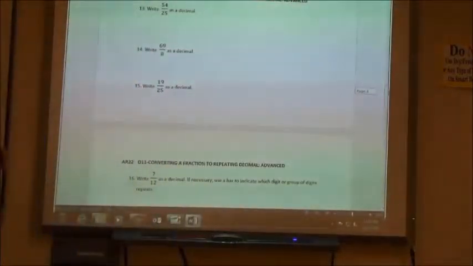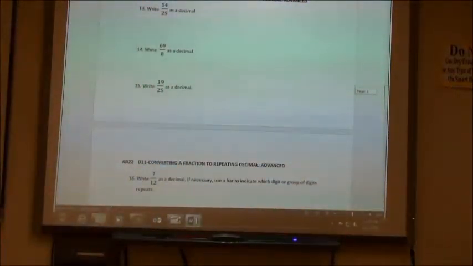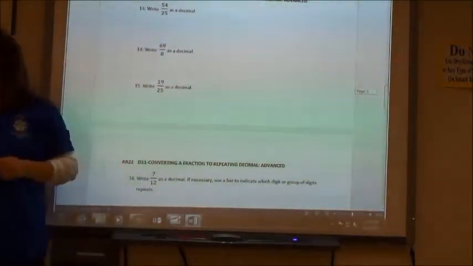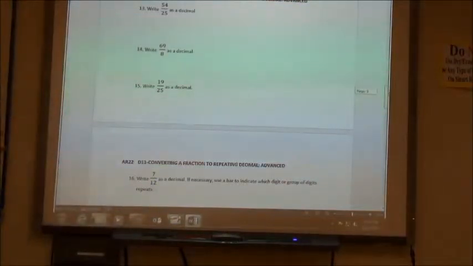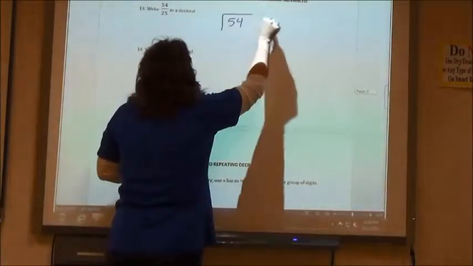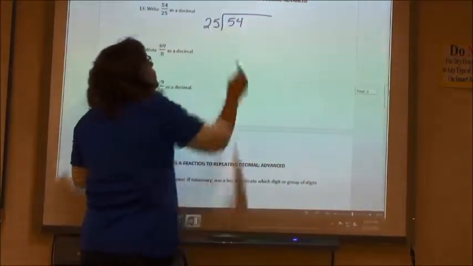The next one says converting a fraction to a terminating decimal. Terminating decimal means it's going to quit. It's not going to go on and on forever or start repeating. So what they're really trying to get across is fractions are really division problems. I'm just dividing. I am taking the 54 and I'm dividing it by 25.